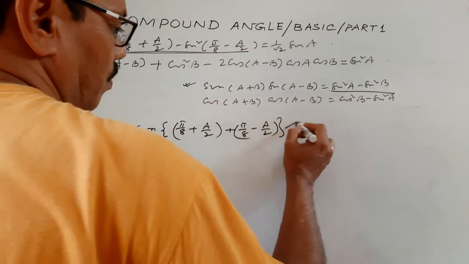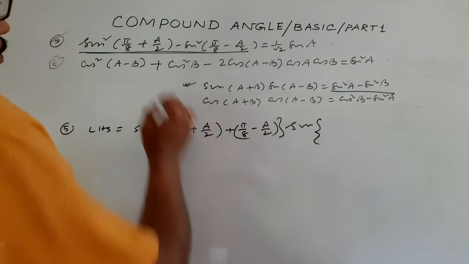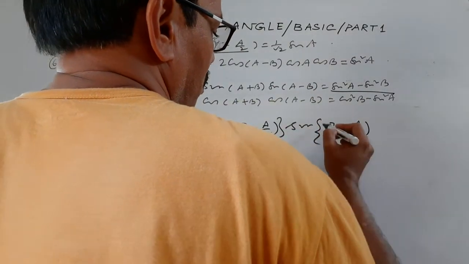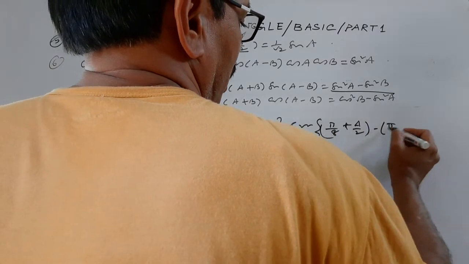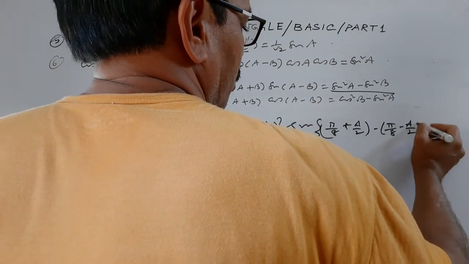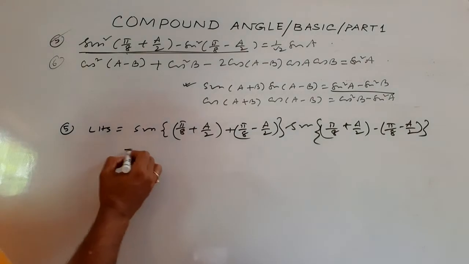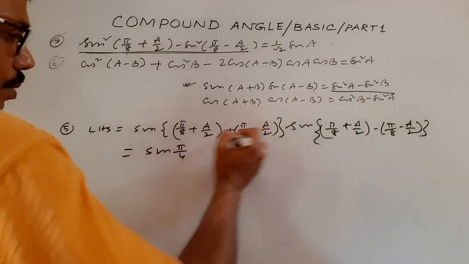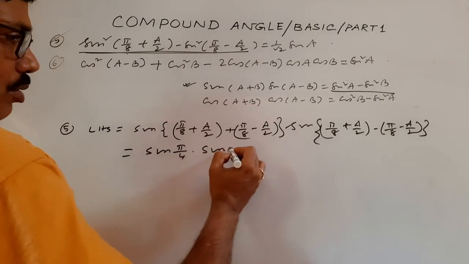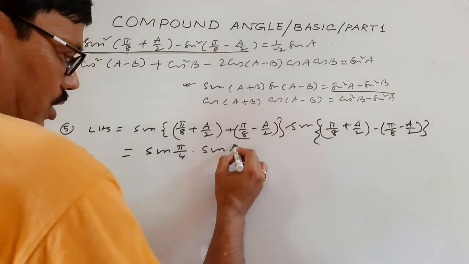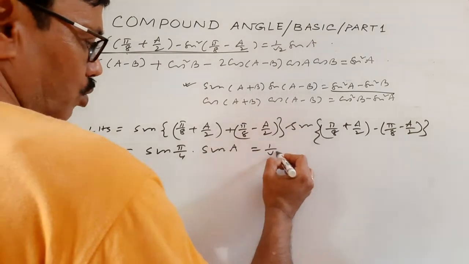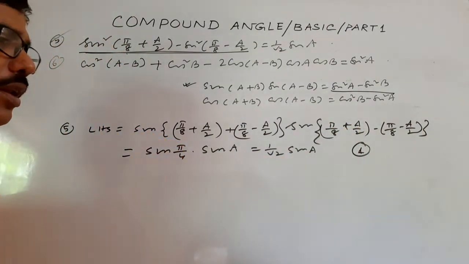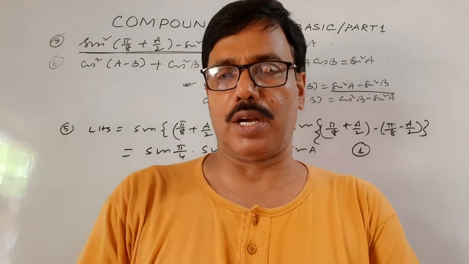So sin(A plus B) into sin. What is A? Pi by 8 plus A by 2 minus pi by 8 minus A by 2. So simplify. So sin pi by 4. So A by 2 cancels. Into sin A by 2 is A. So 1 by 2 into sin. So this is very simple, and this is a 1 mark problem.